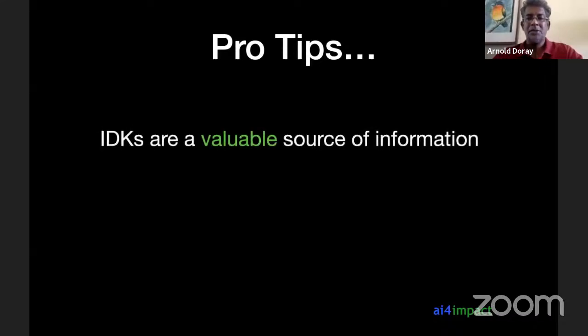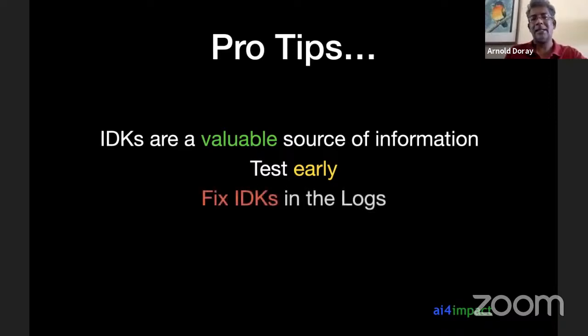Just to reiterate, IDKs are indeed a very valuable source of information, and you want to test this early. So start with a simple set of rules which just barely meet most of your requirements, and test early. Get your colleagues to test, get your friends to test, maybe not the public immediately, but people that you trust, so that you can actually get those IDKs and fix them in your logs.